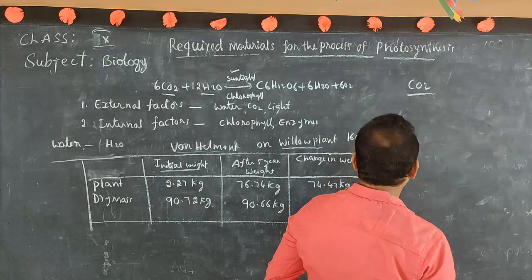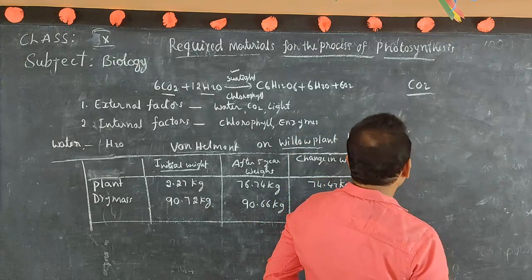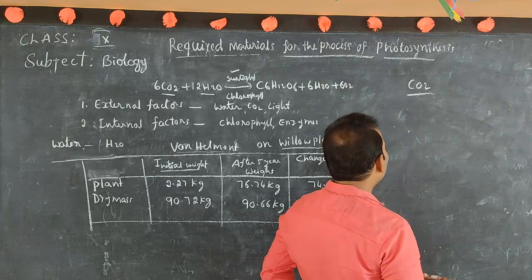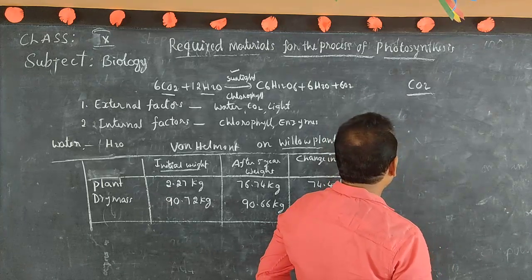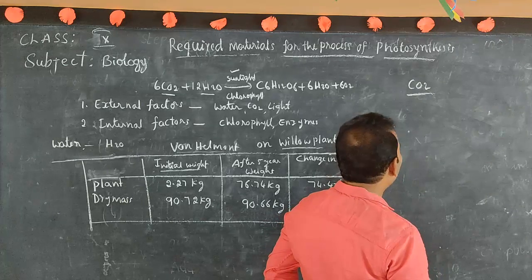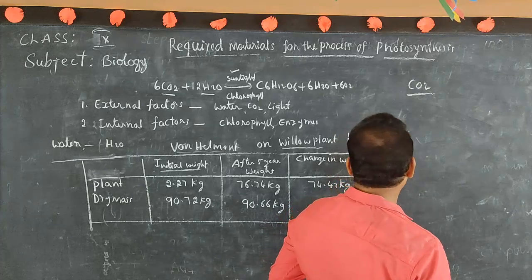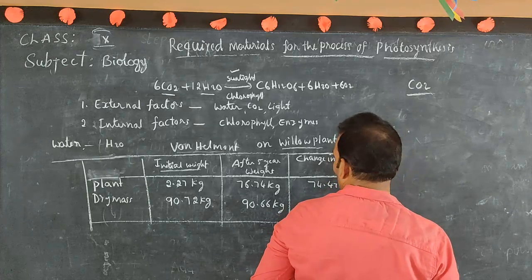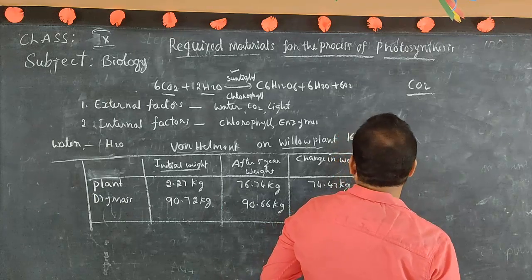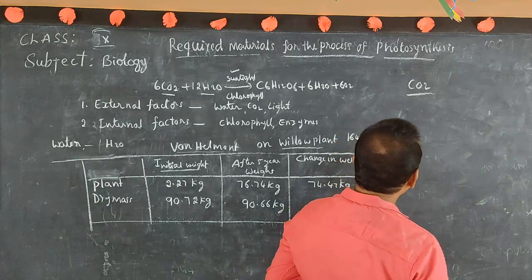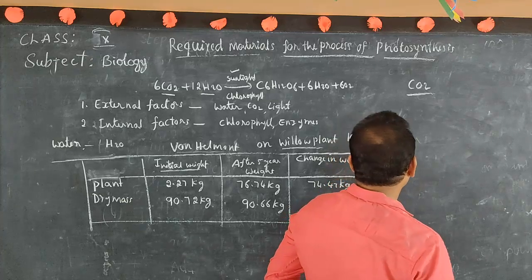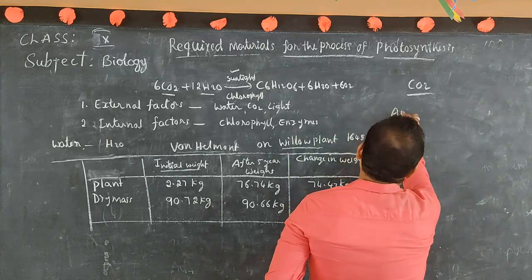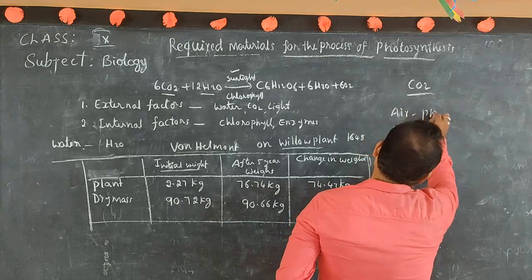It is constituted of several gases such as nitrogen, oxygen, carbon monoxide, helium, neon, krypton, xenon, water vapor and dust particles. These several constituents are there. This air is important for the survival of all living organisms.